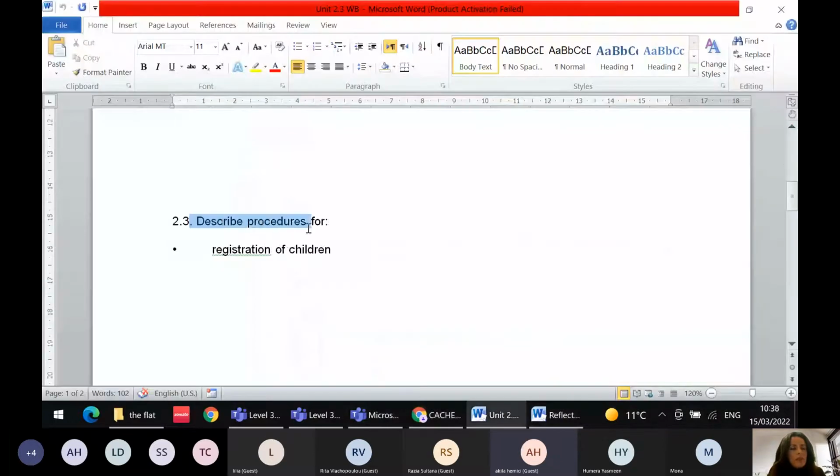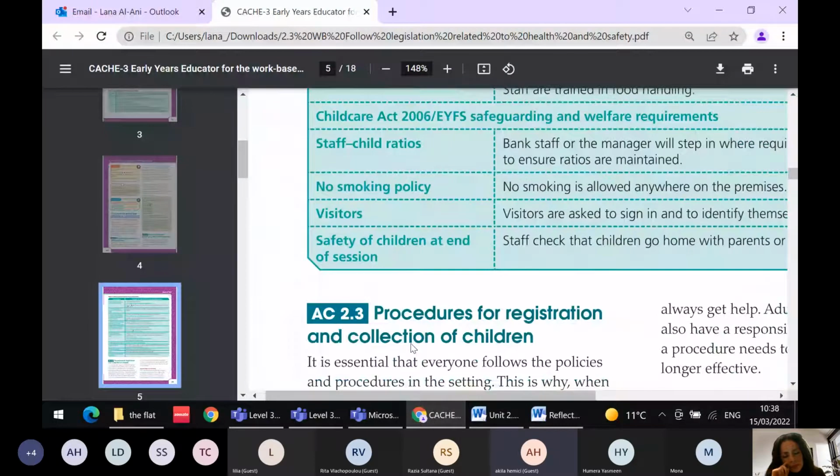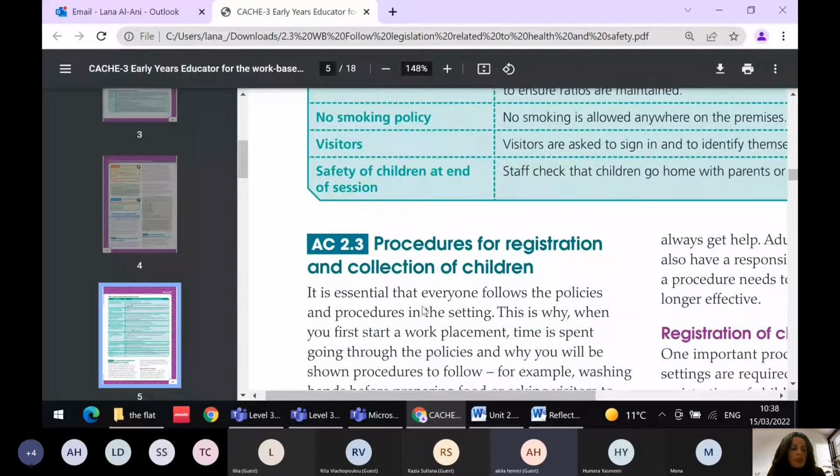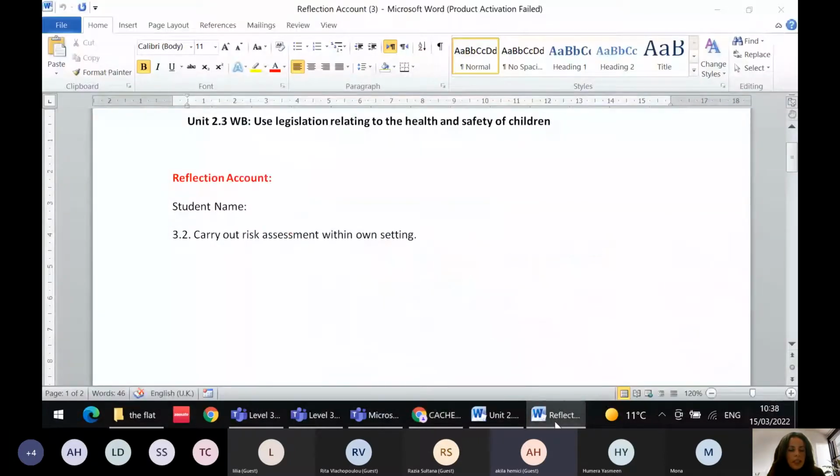Now describe the procedure. Sorry, I forgot to ask you, are there any questions so far? No, it's clear for me. Okay, excellent. So what is the procedure for registration and collection of the children? So this is, sorry, not here.